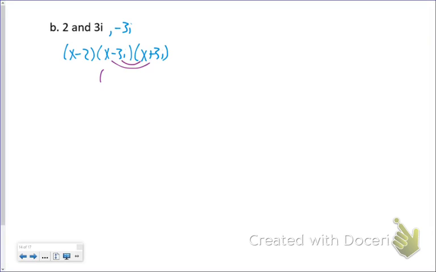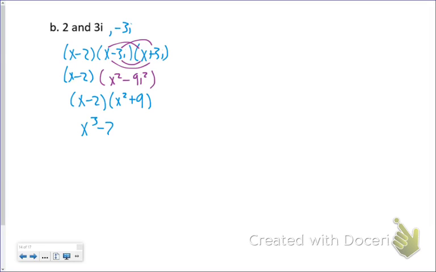So all I have to do is x squared minus 9i squared. And what we have to remember from that previous unit is what i squared is. So i squared is the same thing as negative 1. So negative 9i squared becomes plus 9. And then this one's a little easier to FOIL. Make sure you multiply everything times everything. x to the 3rd minus 2x squared plus 9x minus 18.